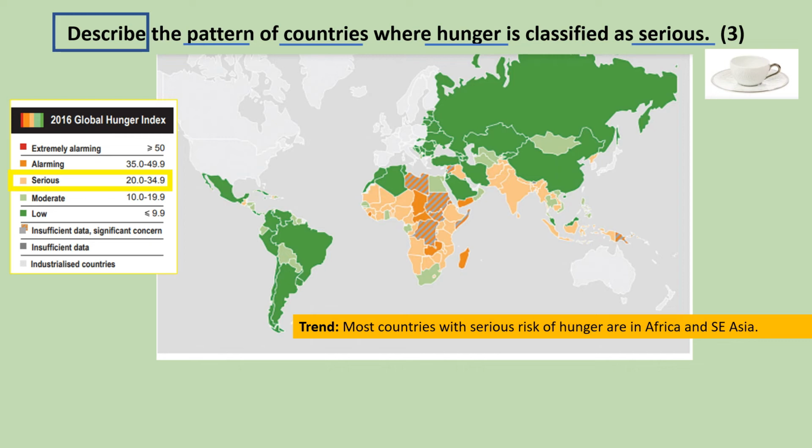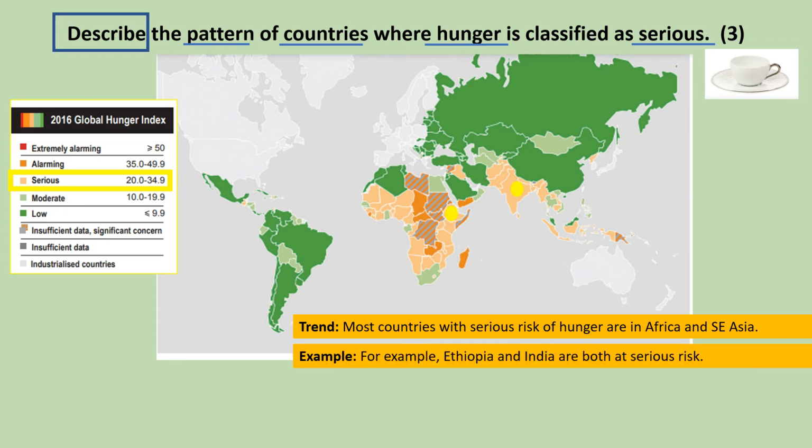The examples that I've used are Ethiopia and India. I'm hoping since we're geography students we can pinpoint a couple of countries at serious risk, so that's what I've done, one in Africa and one in Asia.